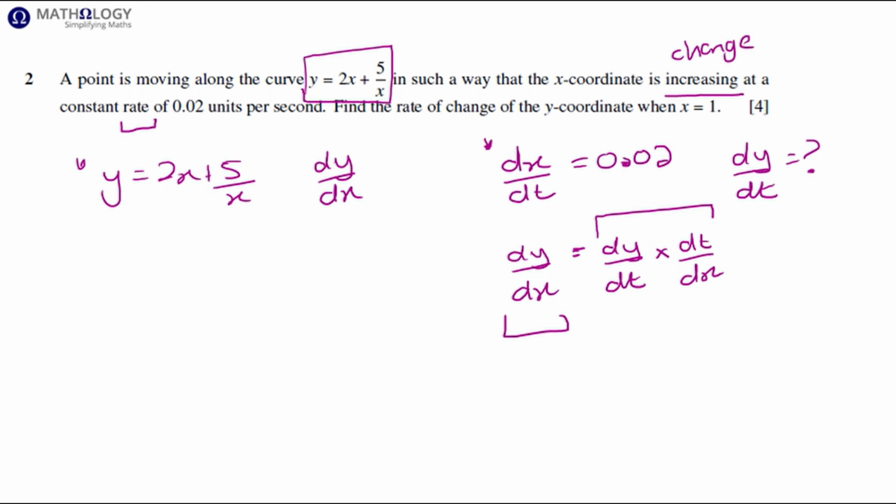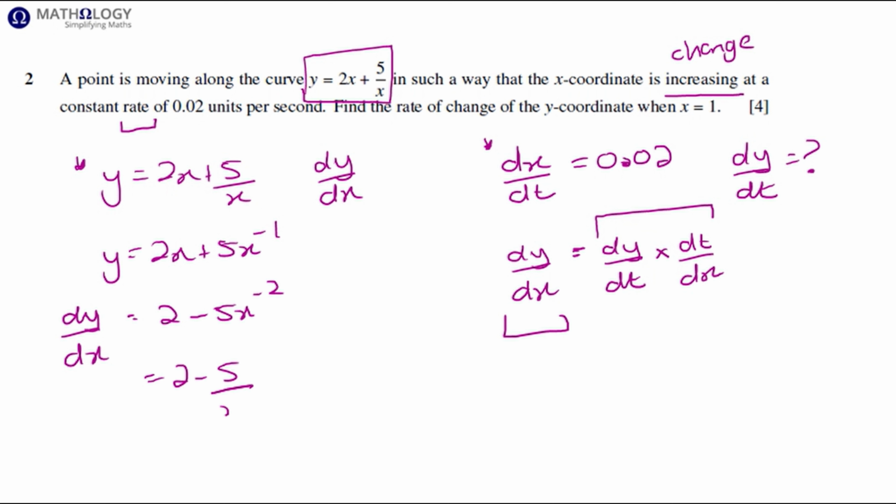Before we do that, we need to get the curve expressed in differentiable-ready form. So y equals 2x plus 5x to the minus 1. We can now find dy/dx, which is 2 minus 5x to the minus 2, which is 2 minus 5 over x squared. So we have 2 minus 5 over x squared on the left. dy/dt is what we are looking for. And dt/dx, we were given an expression for dx/dt. dt/dx is just the reciprocal of that. So we're going to multiply by 1 over 0.02.